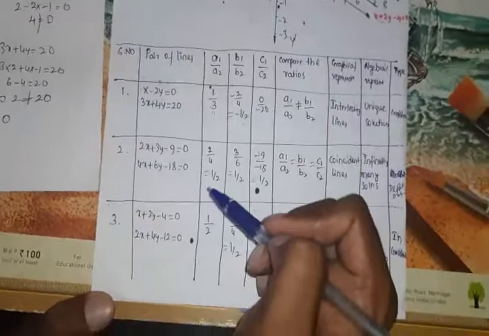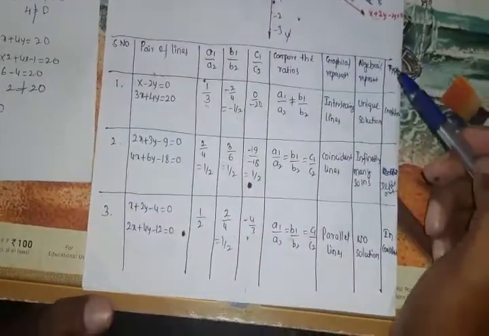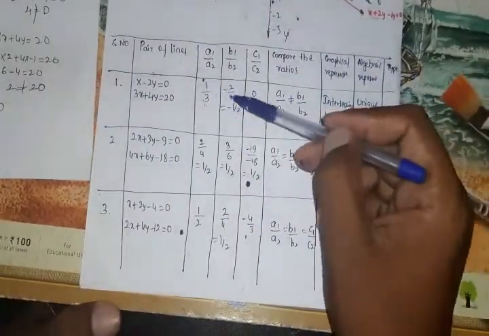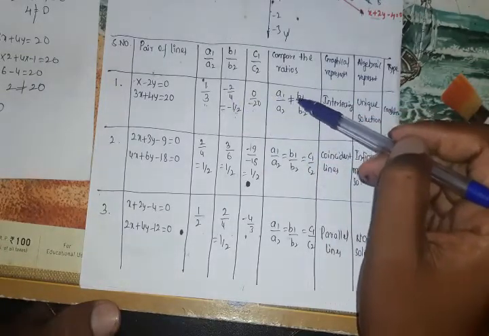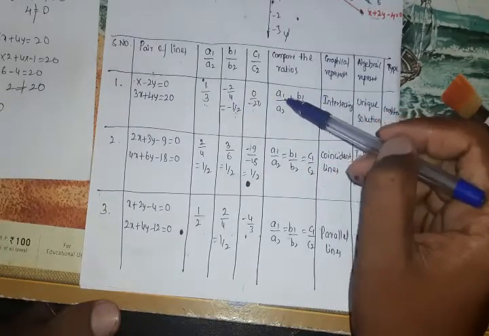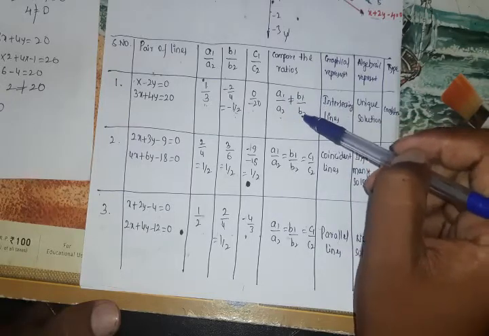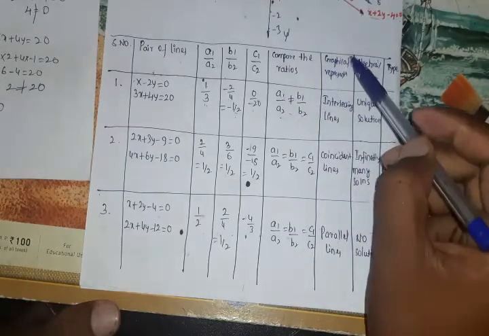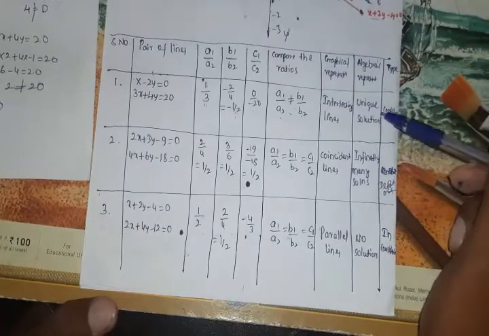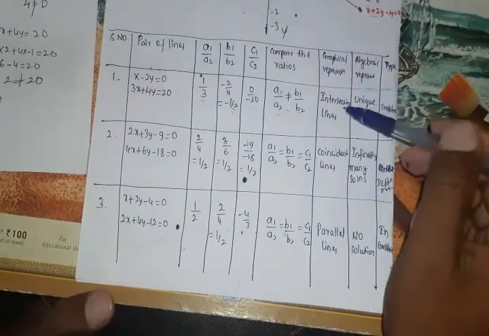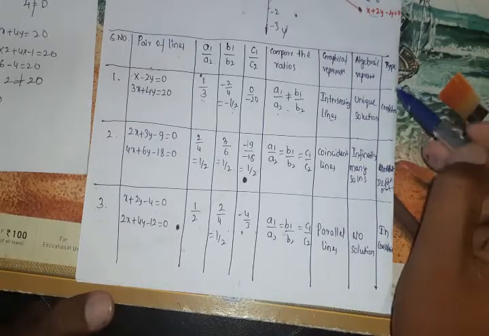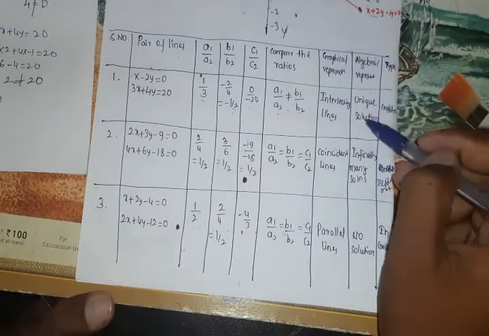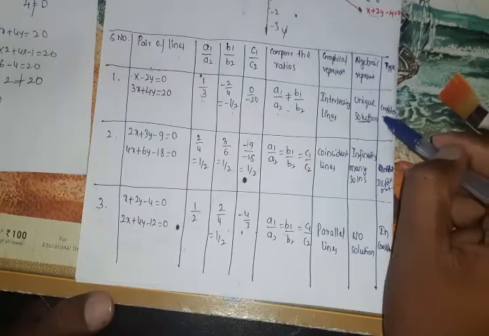Comparing these ratios, what we observe is these two ratios are not the same. It is not equal. So when a1 by a2 and b1 by b2 are not equal, graphically we get intersecting lines, and in algebraic representation we get a unique solution, and it is a consistent one.